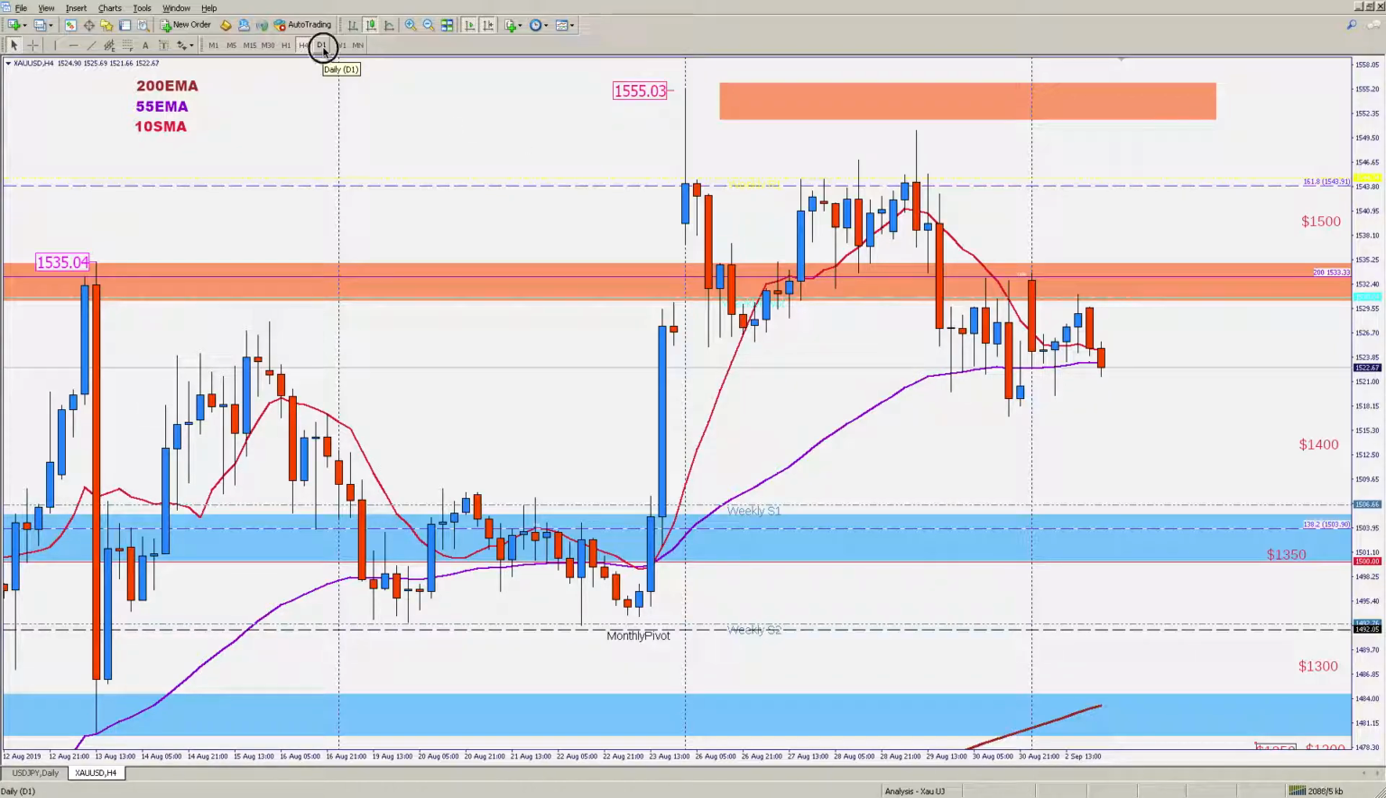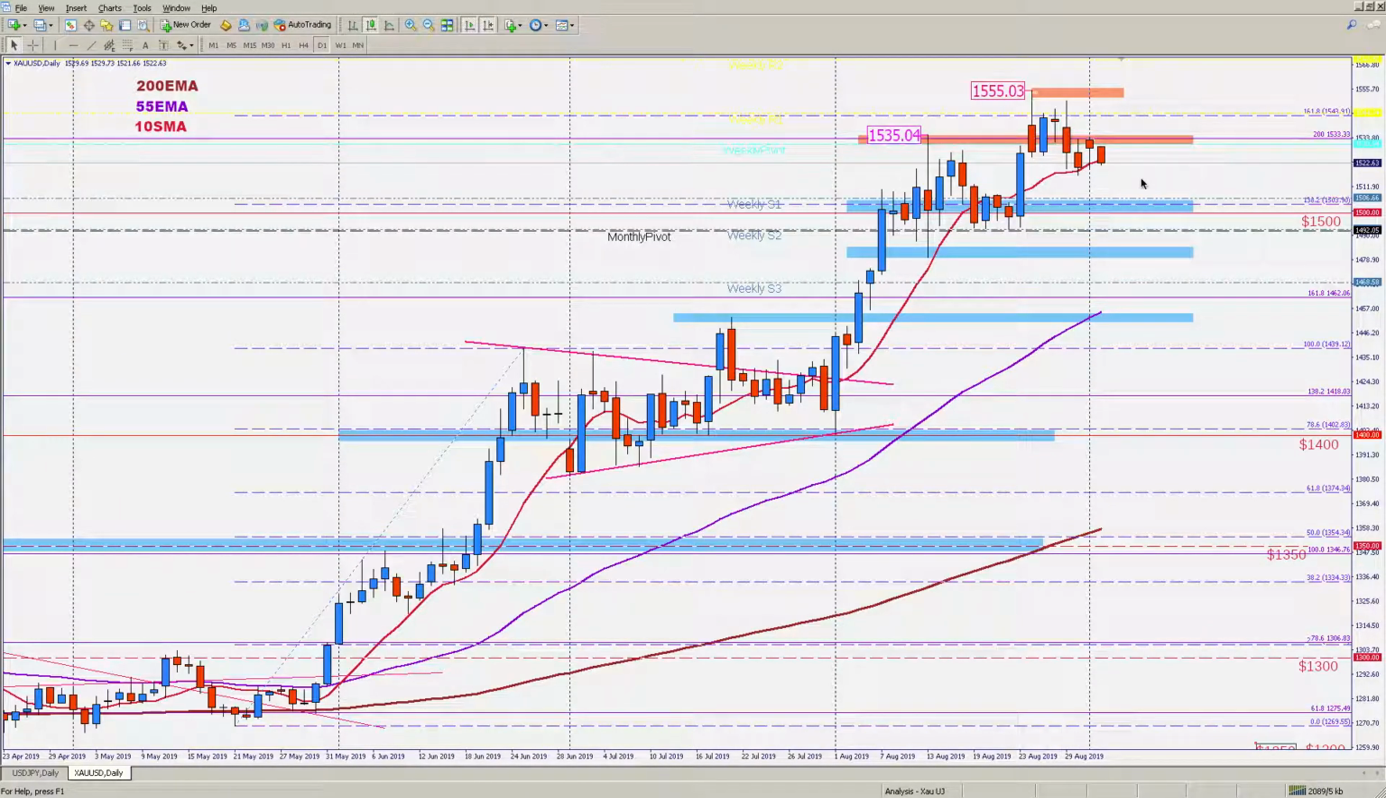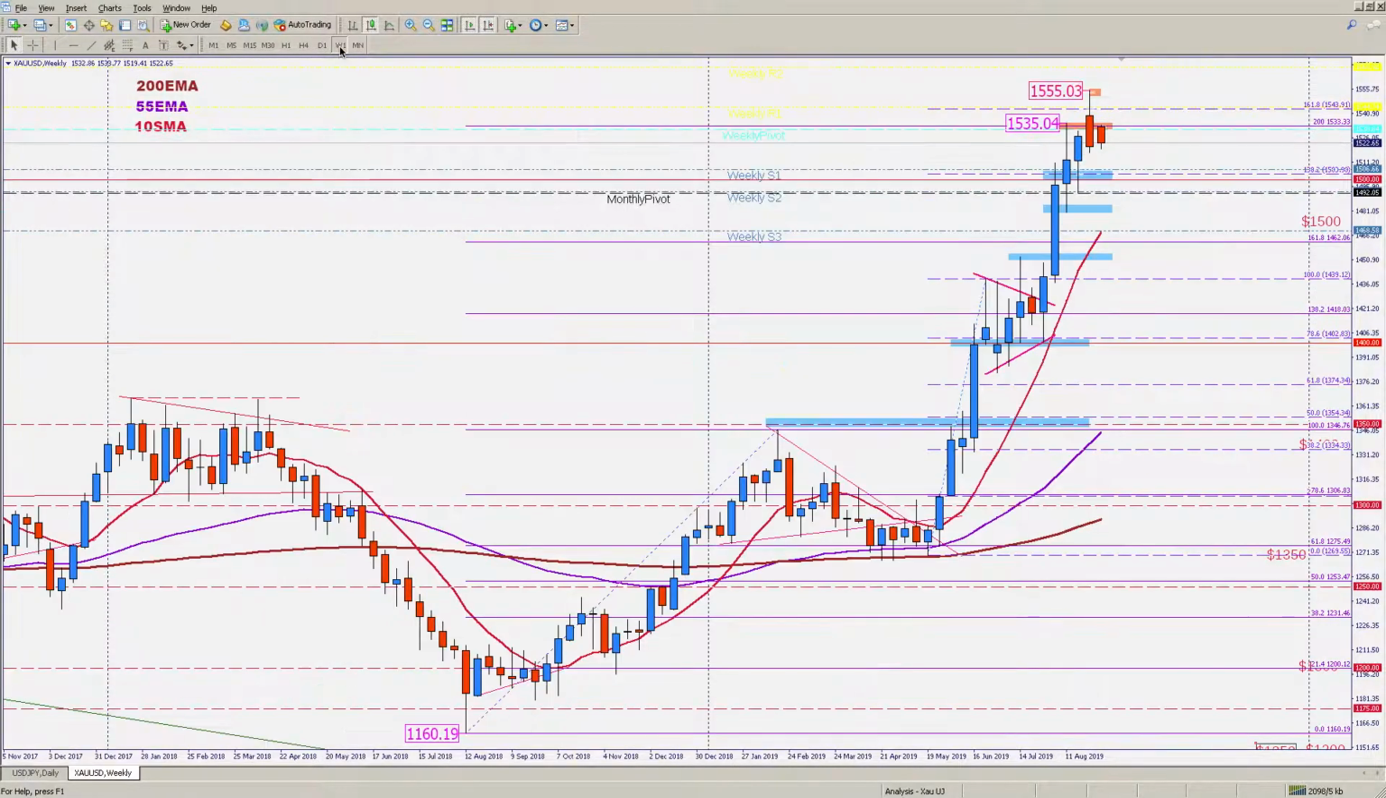Let's go back to the daily chart. It looks like there's going to be a retracement lower, but it's trying to hold at the 10 SMA here. If you look at the weekly chart, it was a very bearish close last week. So now it has come up back to the 200 Fibonacci level, and the weekly pivot is right there as well.